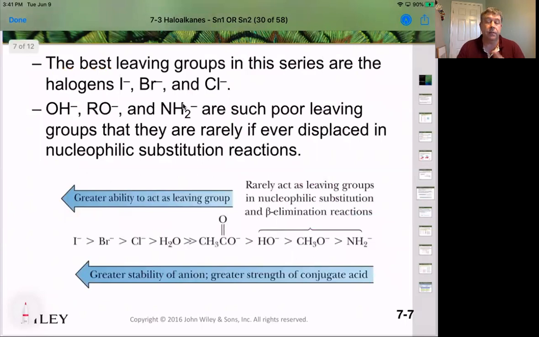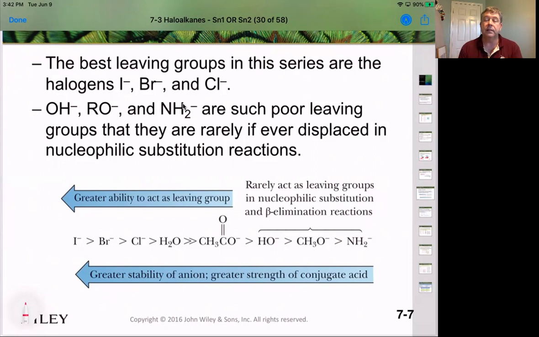Okay, so now let's talk about leaving groups. The leaving group is the group that must leave, and what we think about there is the stronger the conjugate acid is, the easier it is for that group to leave. So things that have very strong acids like HI, HBr, and HCl, those make really good leaving groups because those are really strong conjugate acids, and therefore those are really weak bases as they leave. That makes them very easy to leave.